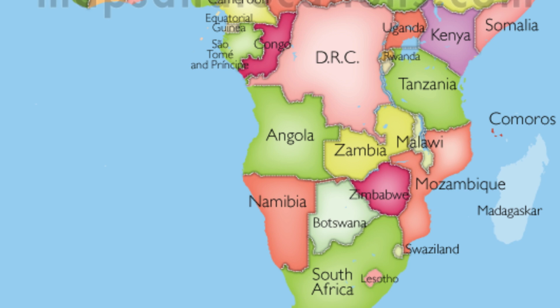Typography and naming conventions. Country names are centered, evenly spaced, and clearly legible. Typography is neutral, so no stylization, no hierarchy beyond size. Capitals are not emphasized, cities are absent. This reinforces the idea that the country itself is the unit of importance. In political cartography, names must feel authoritative but not expressive. Personality would introduce bias.